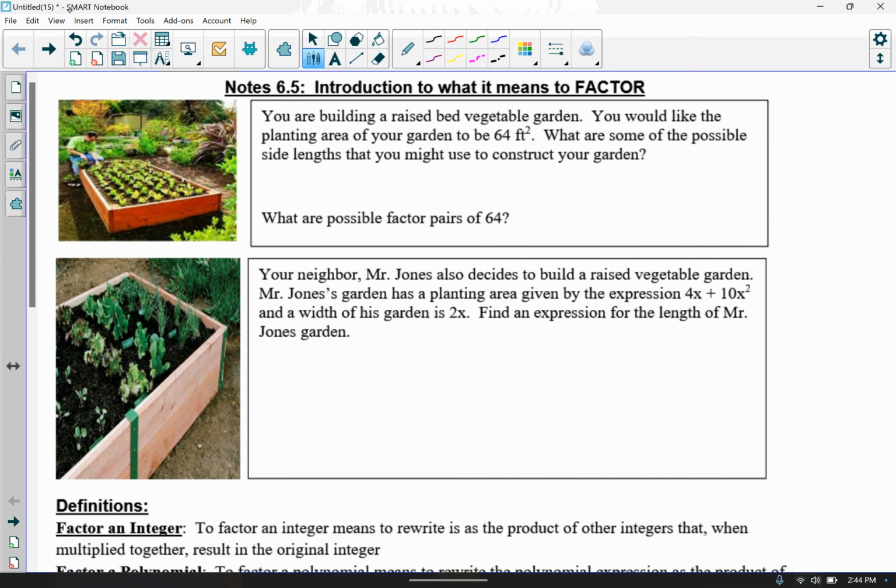Hi there. So in this section, we are looking at an introduction to factoring, and more pointedly, we're going to be looking at factoring out the GCF as well as factoring by grouping. Okay, so we'll start with the two examples here on the front page in the boxes.